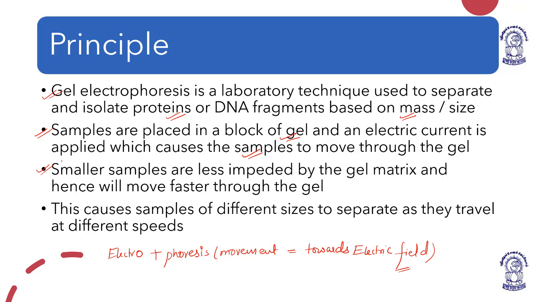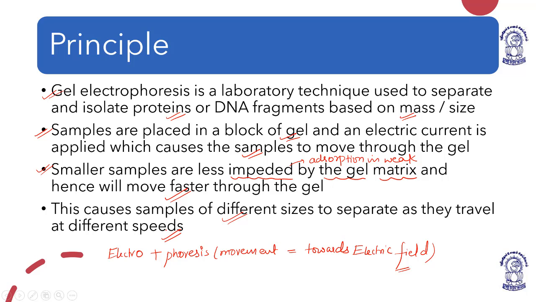Smaller samples are less impeded by the gel matrix, meaning their adsorption is weak, and the larger segments will tightly adsorb. So the smaller samples are less impeded by the gel matrix and hence move faster through the gel. This causes samples of different sizes to separate as they travel at different speeds.